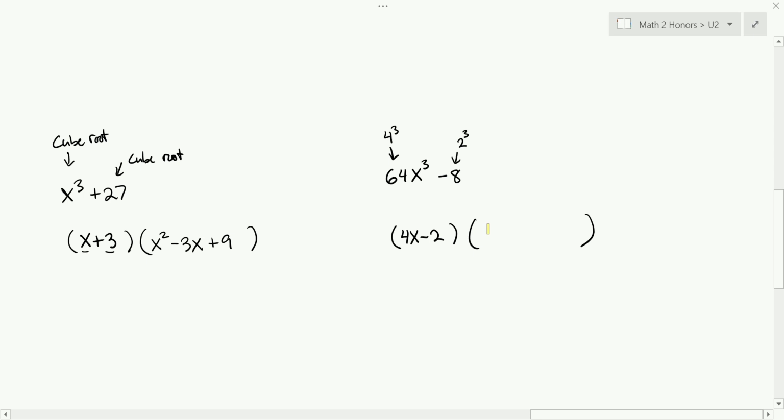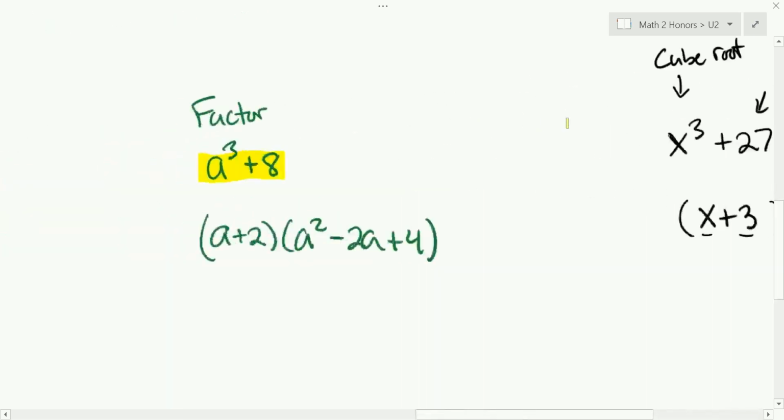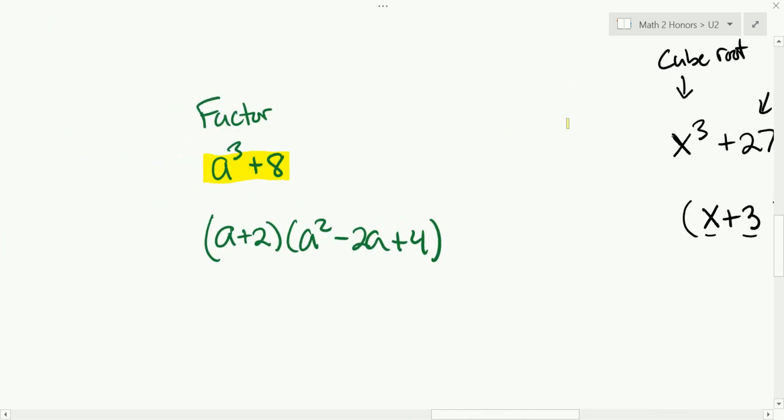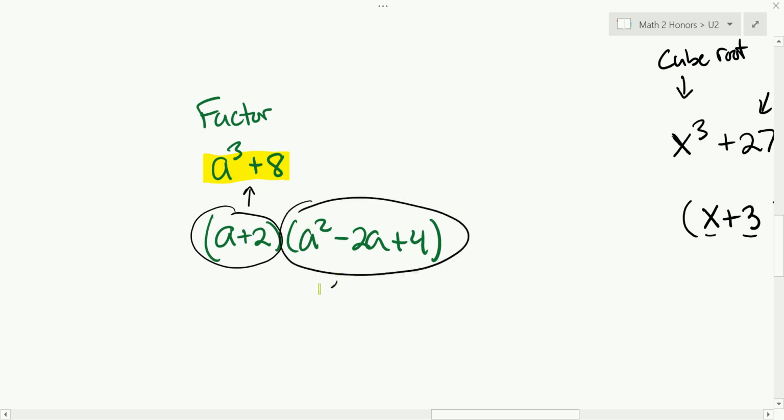Okay, let's go back to the first one now. Let me show you what I do. I get my first piece here from this one. I get my second piece here from this one. So I don't look at my original to help me here. I only use the original to help me with this one, and you guys are picking up that pattern. To come up with this one, I work with these two things. So I do a times a, I do 2 times a, and I do 2 times 2.